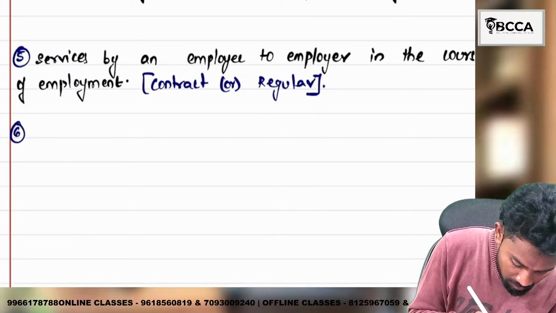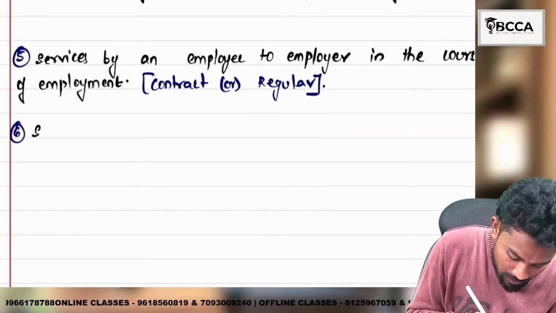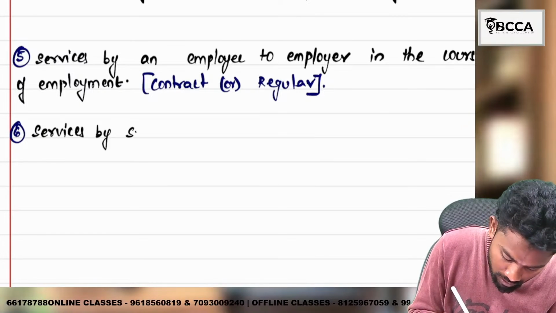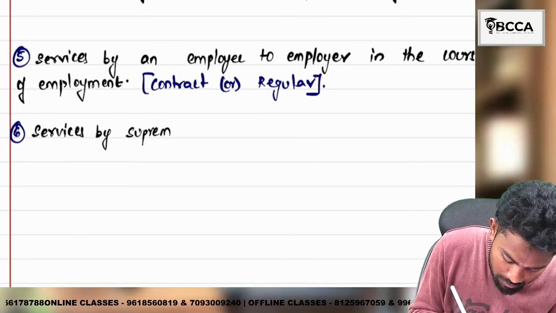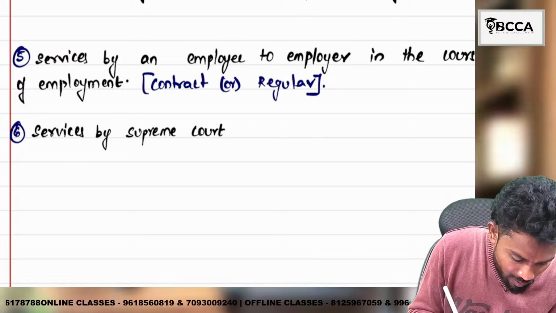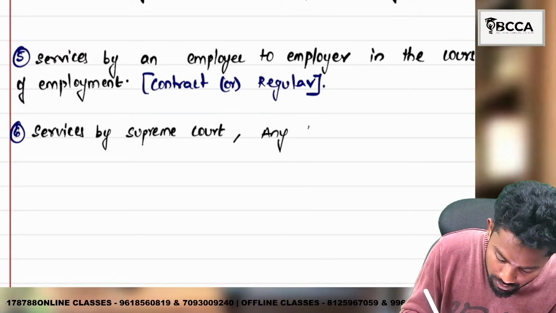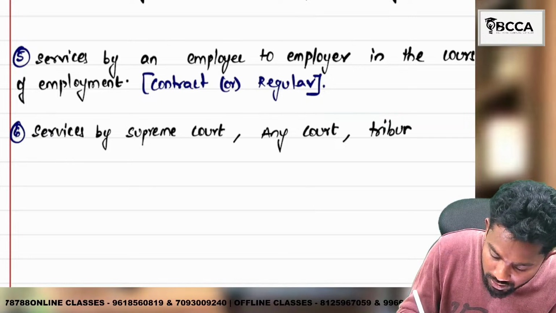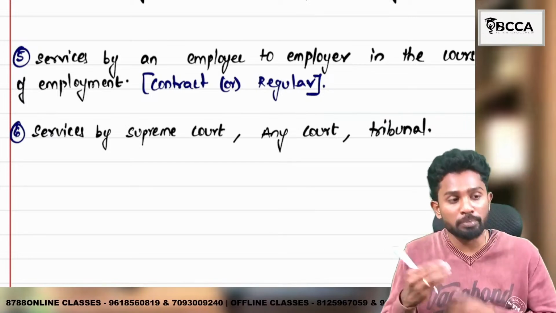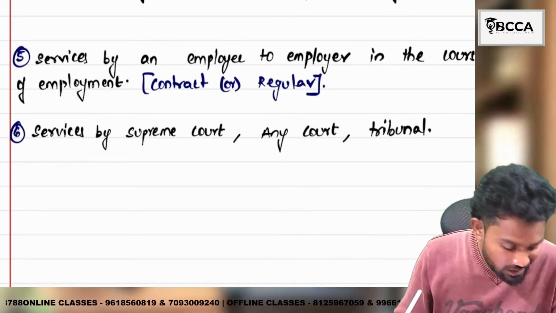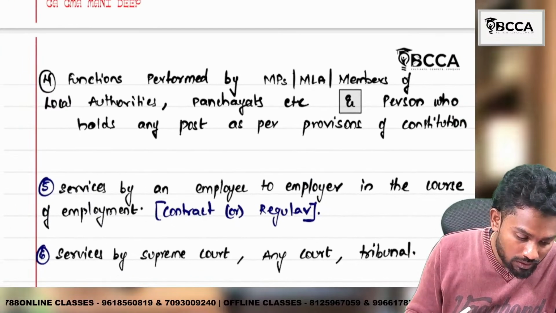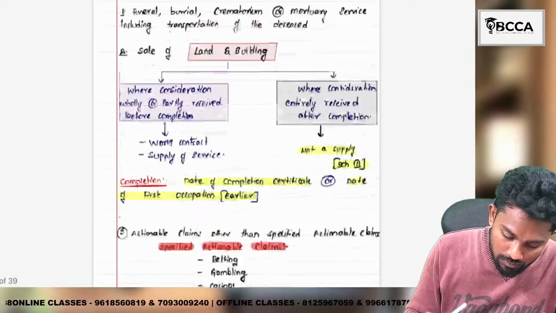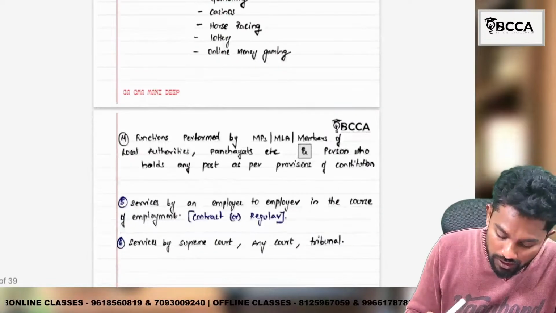Then the sixth one, services by the Supreme Court or any court or tribunal. So the services provided by the Supreme Court or any court or tribunal. These are certain points which are covered under Schedule 3.